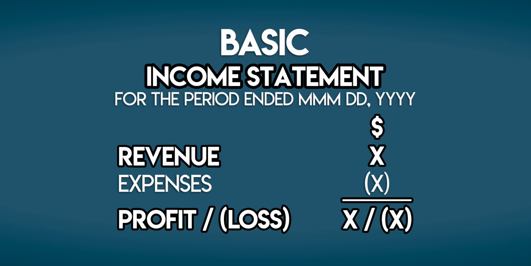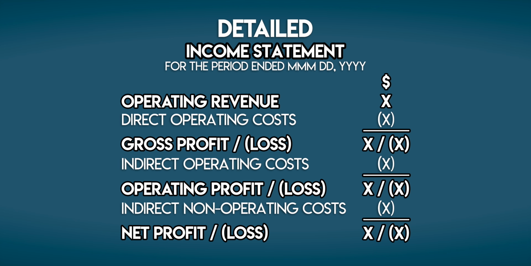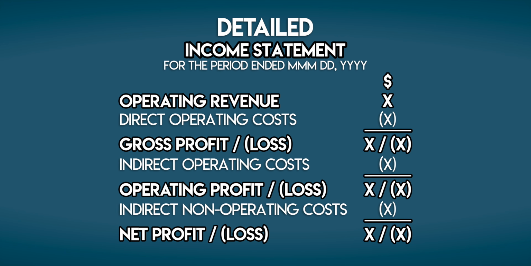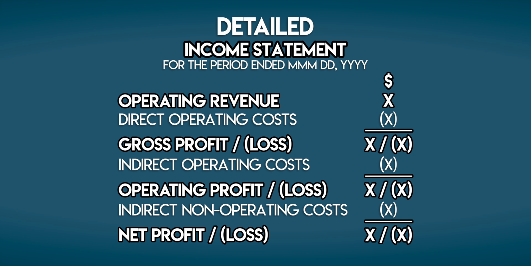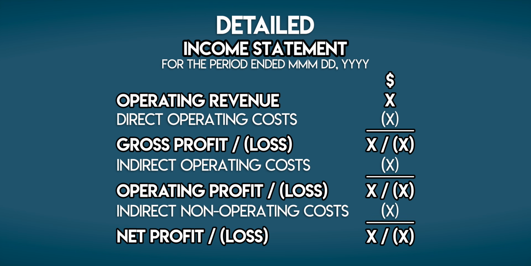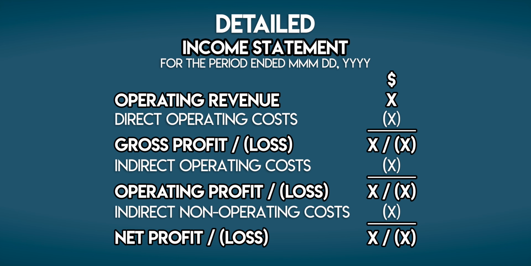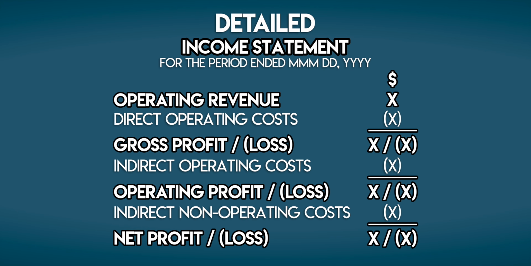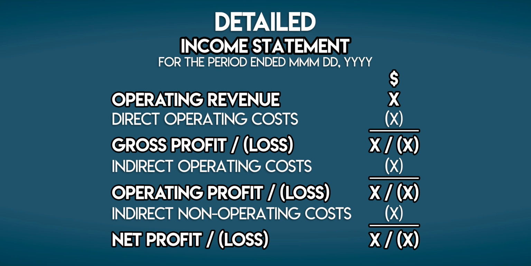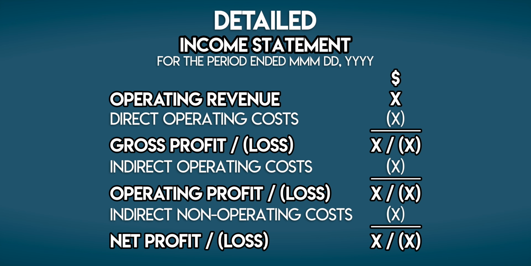It's nice and simple, but it doesn't give us much information. We need to expand it out to see the full detailed income statement. At the top, we have operating revenue, which is the income earned from doing business, and then we take away any direct operating costs. These are the cost of sales, and that leaves us with a gross profit or a loss. Beneath that, we subtract any indirect operating costs or overheads to reach an operating profit or loss. And finally, we take away the indirect non-operating costs, things like interest expenses and tax, which brings us down to the bottom line, the business's net profit or loss.